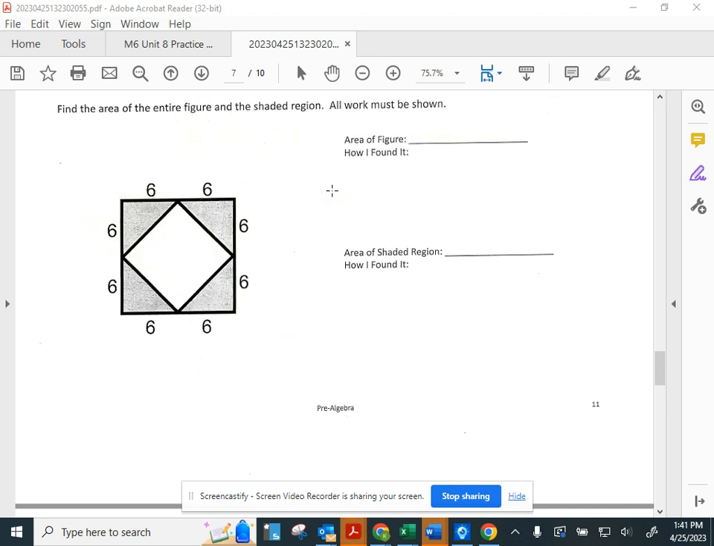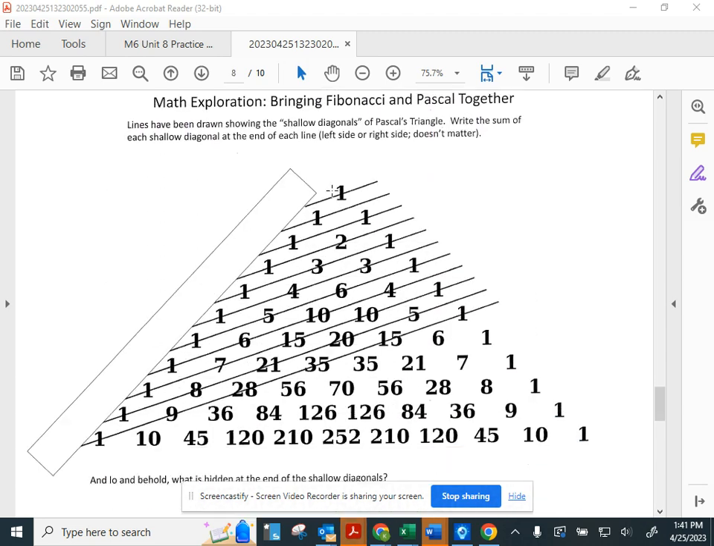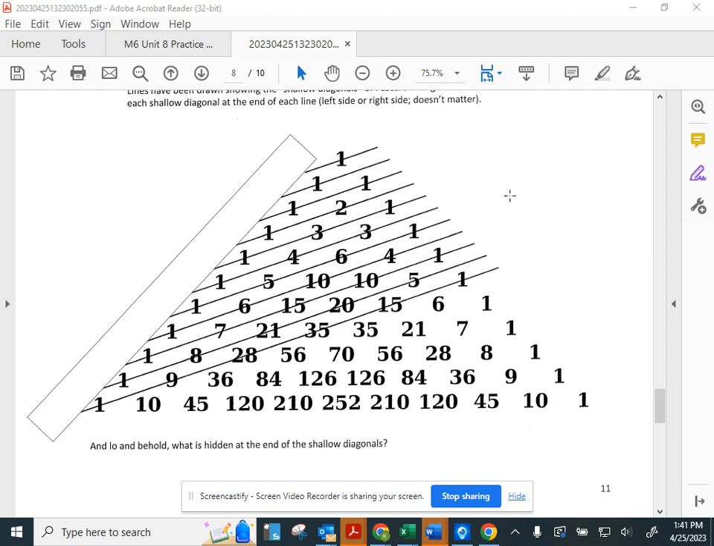Our next page, we have the Fibonacci sequence and the Pascal triangle. We're bringing them together. It says lines have been drawn showing the shallow diagonals of the Pascal's triangle. Write the sum of each shallow diagonal at the end of each line, the left side or the right, it doesn't matter. I did it on the left because that's where he drew the box. But you're going to get the same number if we went on the other side.